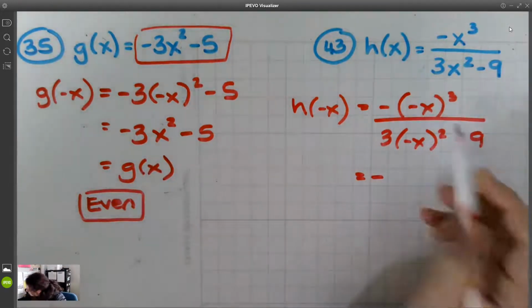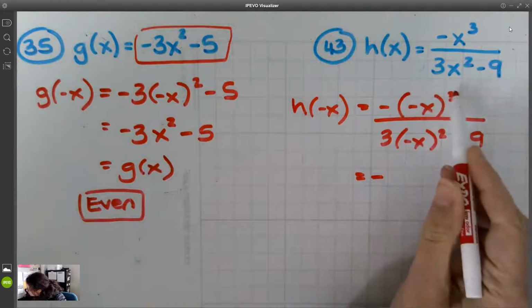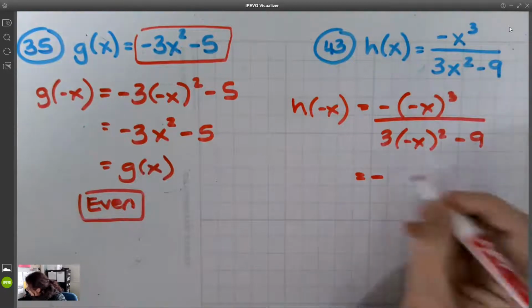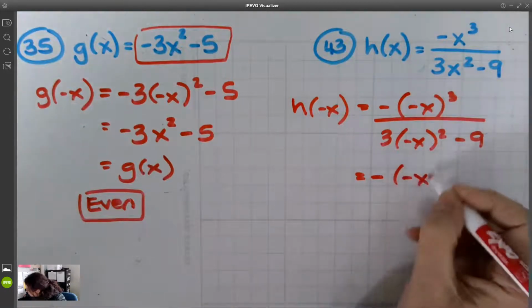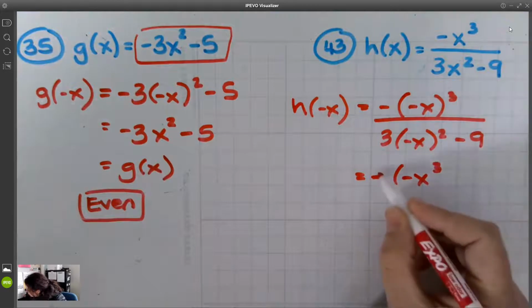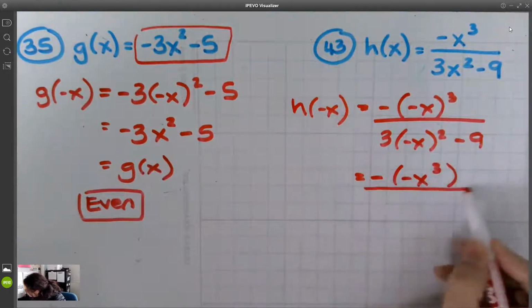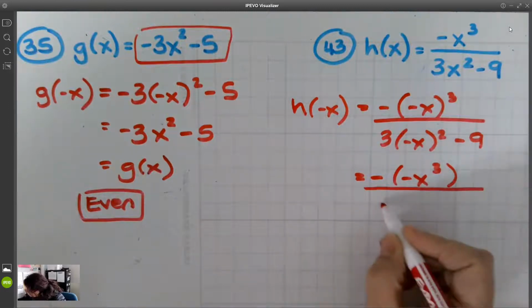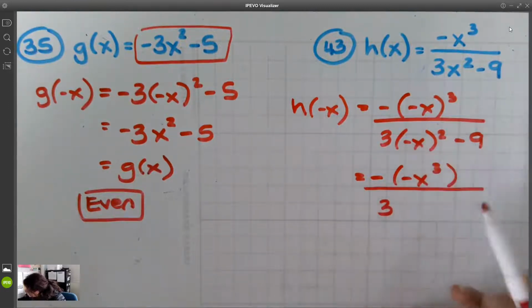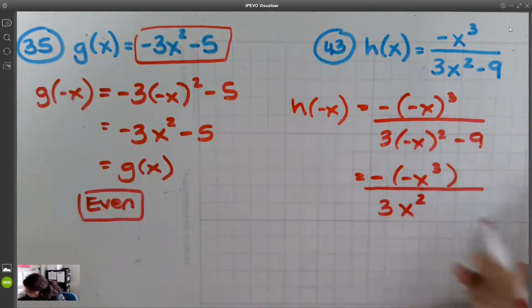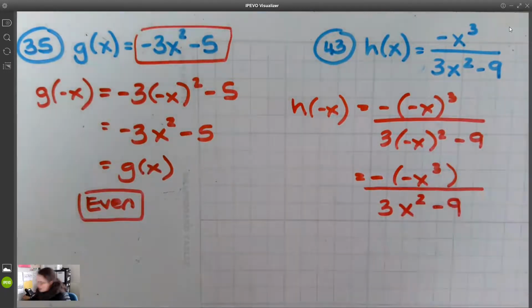So I have a negative here. I'm going to take my negative x raised to the power of 3. Since it's an odd exponent, it's going to end up being negative. And so I'm going to have negative x cubed, and I can just leave it like that for now. And then here I have a 3, and I've got negative x. That negative x is squared, so that's going to become positive. So that would be x squared minus 9.